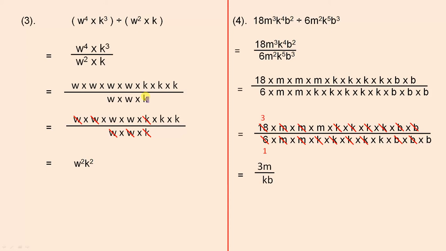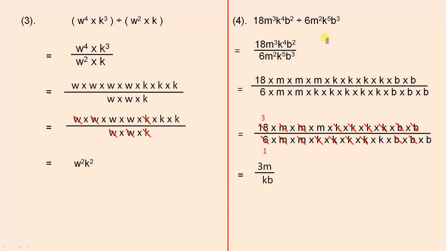So remember, cancelling the same letters from the numerator and the same letters from the denominator. So we cancel those two, and then we cancel those two. We can cancel 1k from there and 1 from here, and what are we left with? W times w is w squared, k times k is k squared. So it's w squared k squared.